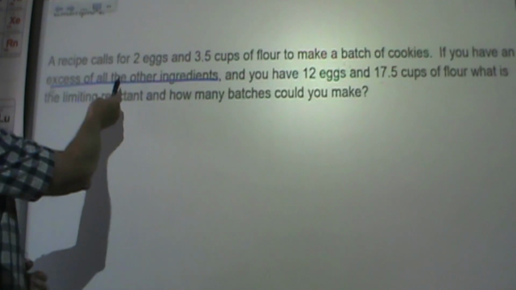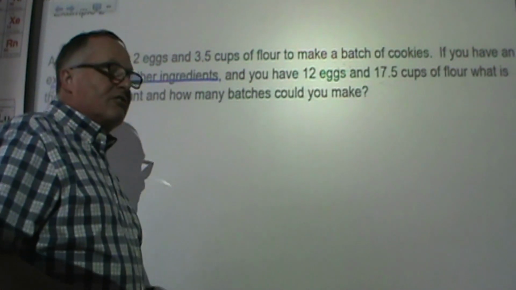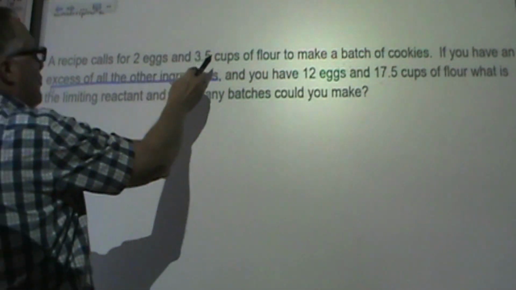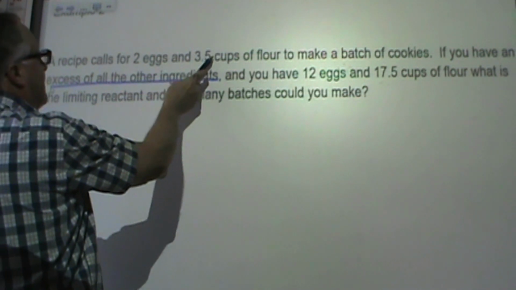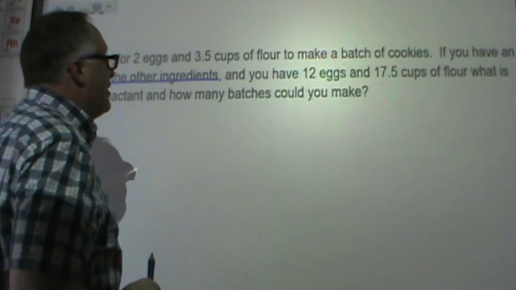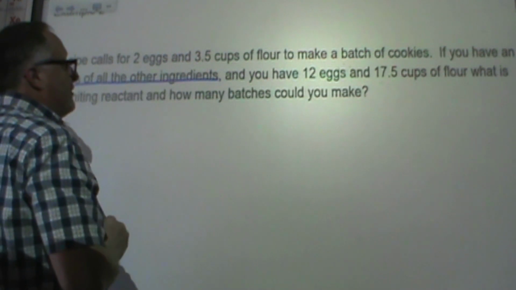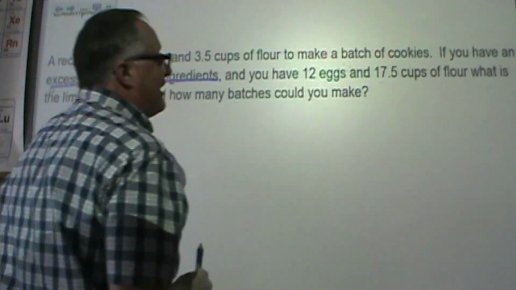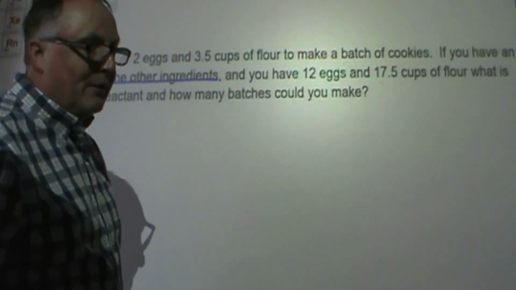But we've got all of the butter and the sugar and the chocolate chips, whatever you want to make your cookies out of. But we're worried about which we're going to run out of first, the flour or the eggs. So each batch needs 2 eggs and 3½ cups of flour. You have 12 eggs, you got a full dozen, and 17½ cups of flour. What is the limiting reactant and how many batches can you make?